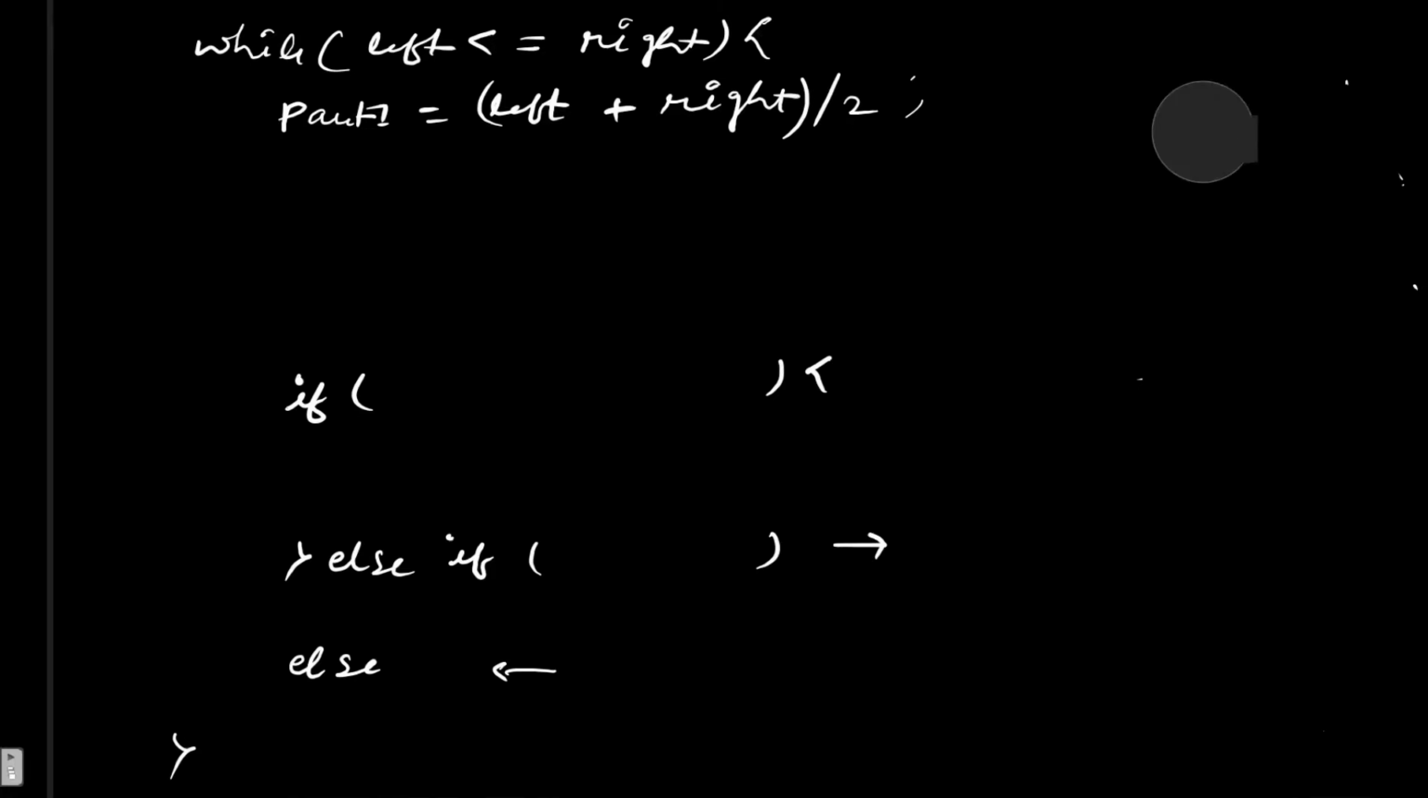Let's write down partition 2 here. Partition 2 is going to be equal to m plus n plus 1 by 2 minus partition 1. Okay, so we have found our partition 1 and partition 2.